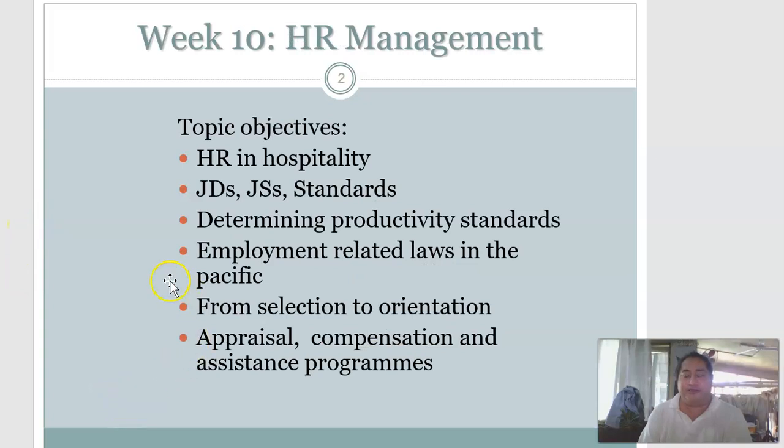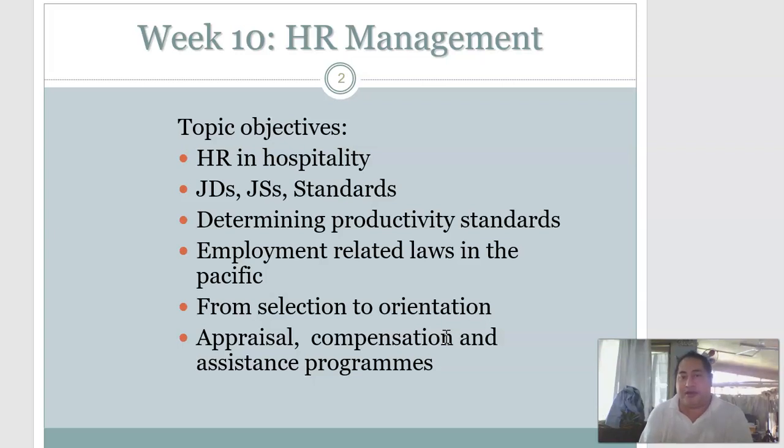You will get tutorial questions with regards to this. Our topic objectives are what we want to achieve at the end of this topic. We look at human resources in hospitality, or HR as a lot of people say, abbreviated. What's its role in hospitality in general? I will give you specific problem areas, specific examples, and specific issues. We look at JDs and JSs and standards or benchmarks.